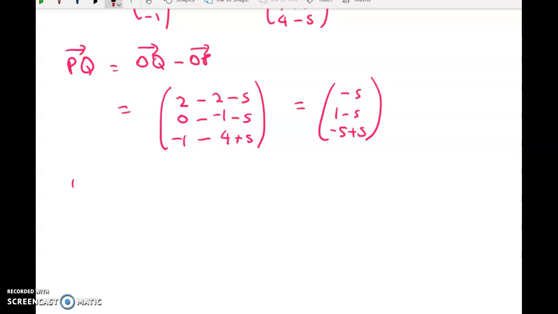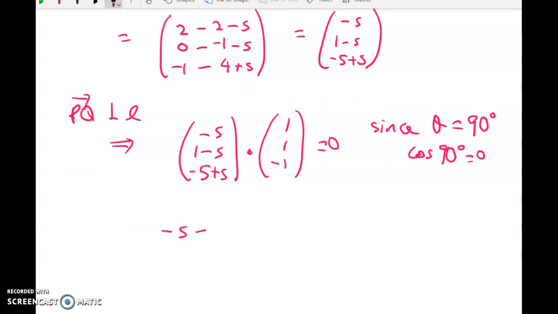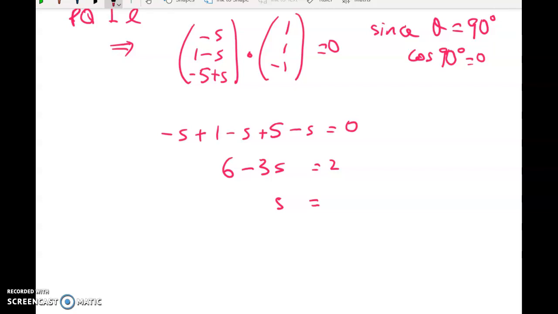So here, PQ is perpendicular to L. Therefore, the dot product of (-S, 1 - S, -5 + S) with the direction vector of L gives me -S + 1 - S + 5 - S equals 0. 6 - 3S is equal to 0. I'm getting ahead of myself. S is equal to 2.